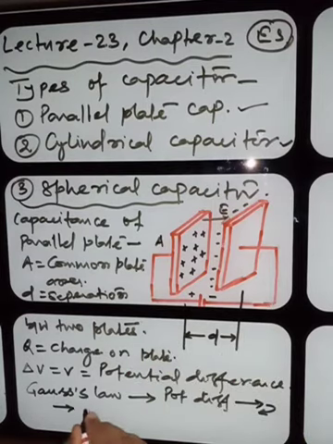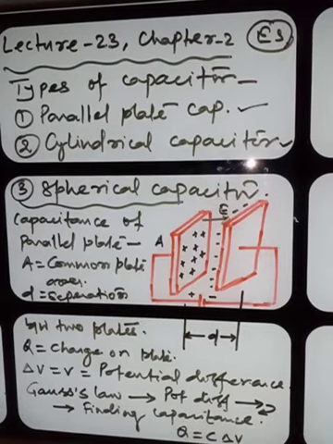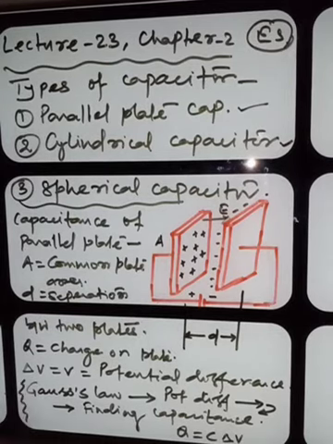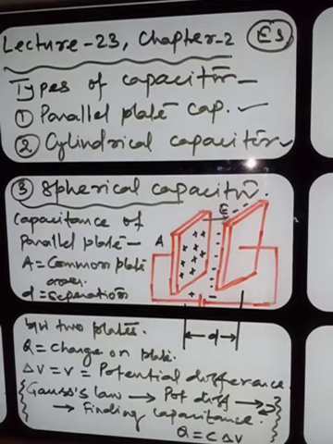Finding capacitance. How? Q equals C delta V. You have to use this Q equals C delta V to find the capacitance. Since this is not part of the derivation, this is the key I'm giving you. That's why I'm writing this one. Kindly note it down.